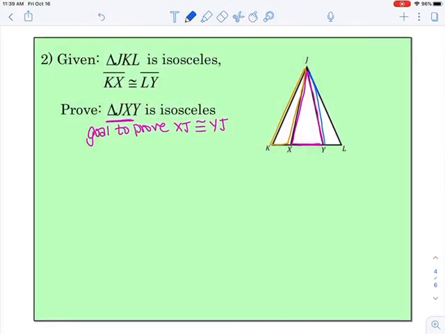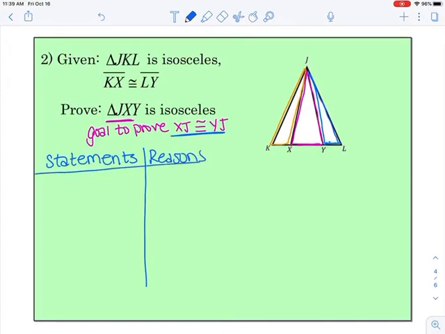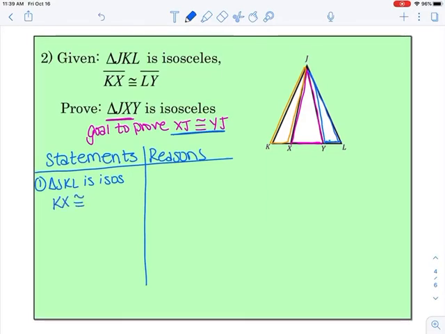So if I can prove my orange triangle congruent to my blue triangle, then I'll be able to say that these two sides are congruent by CPCTC, and then I'll be able to say that the triangle is isosceles. So again, let's do our statements and our reasons. First thing I have is triangle JKL is isosceles. Okay, and KX is congruent to LY. And the reason those things are true is because it's given.